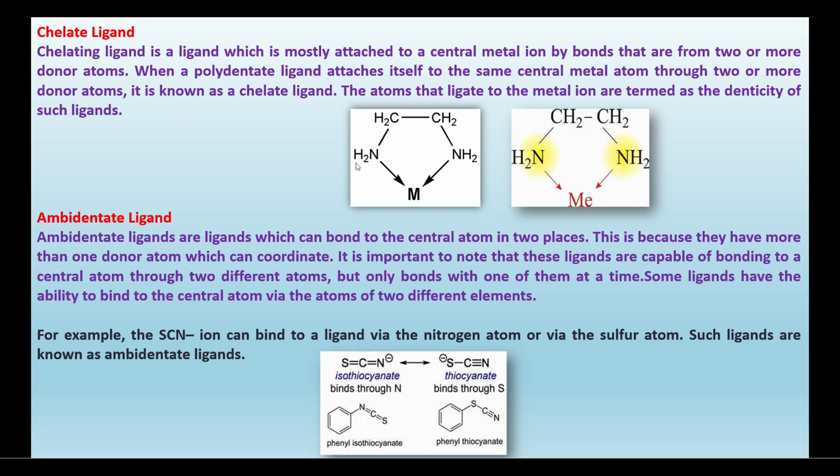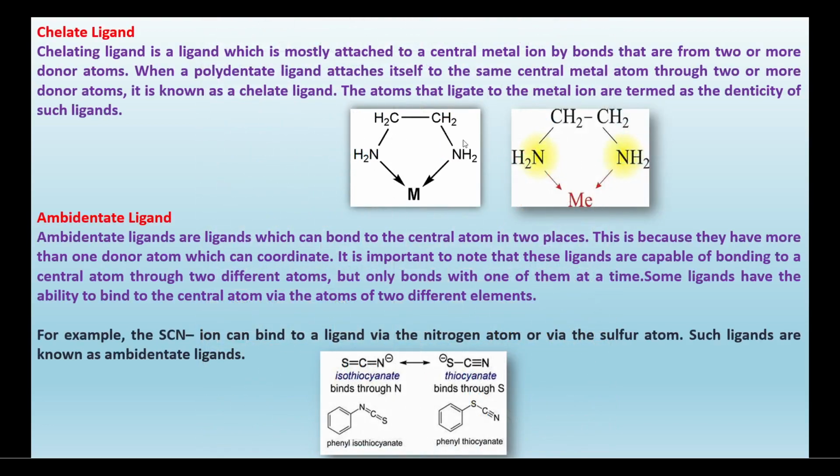Taking an example, the metal is bound to 2 donor atoms. The chelating ligands, which are also known as bidentate or tridentate ligands, are attached to the same central metal atom or ion. There are 2 or more donor atoms forming the structure, and you can call it the chelate ligand.